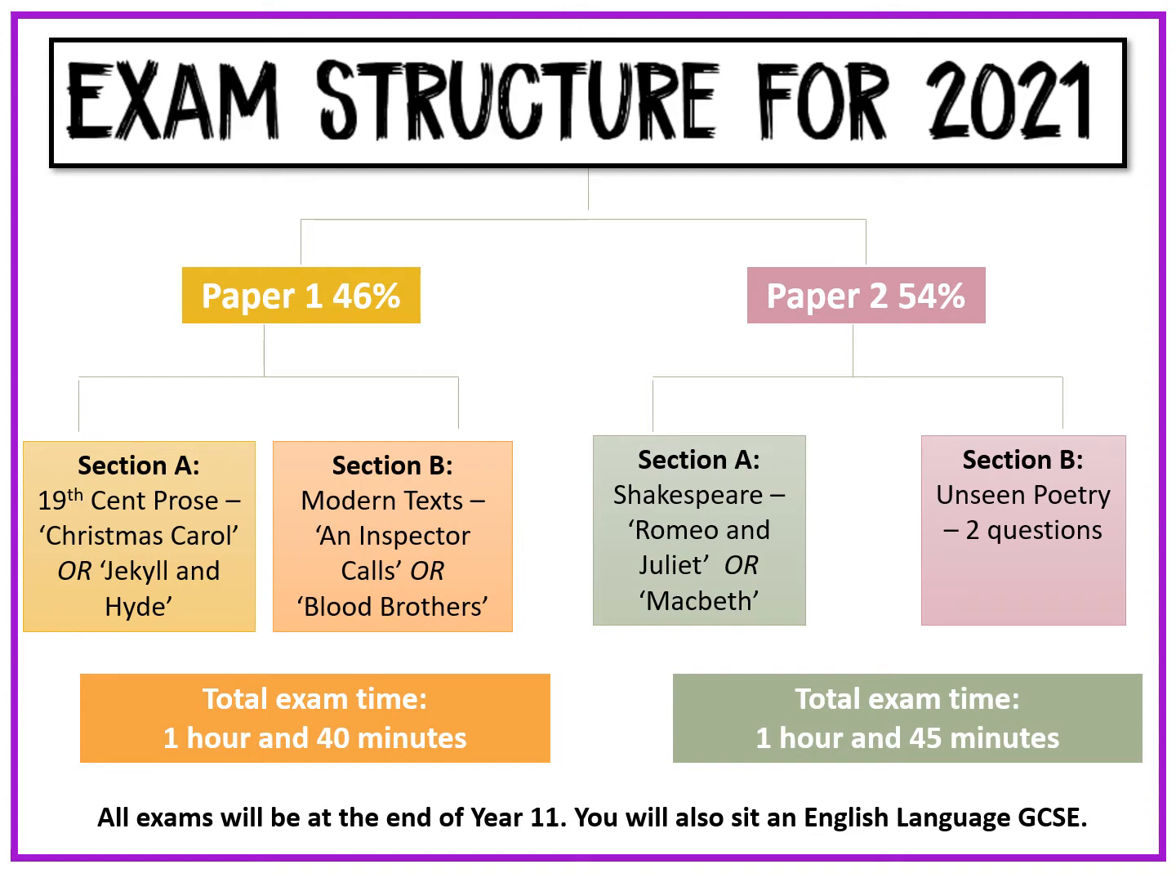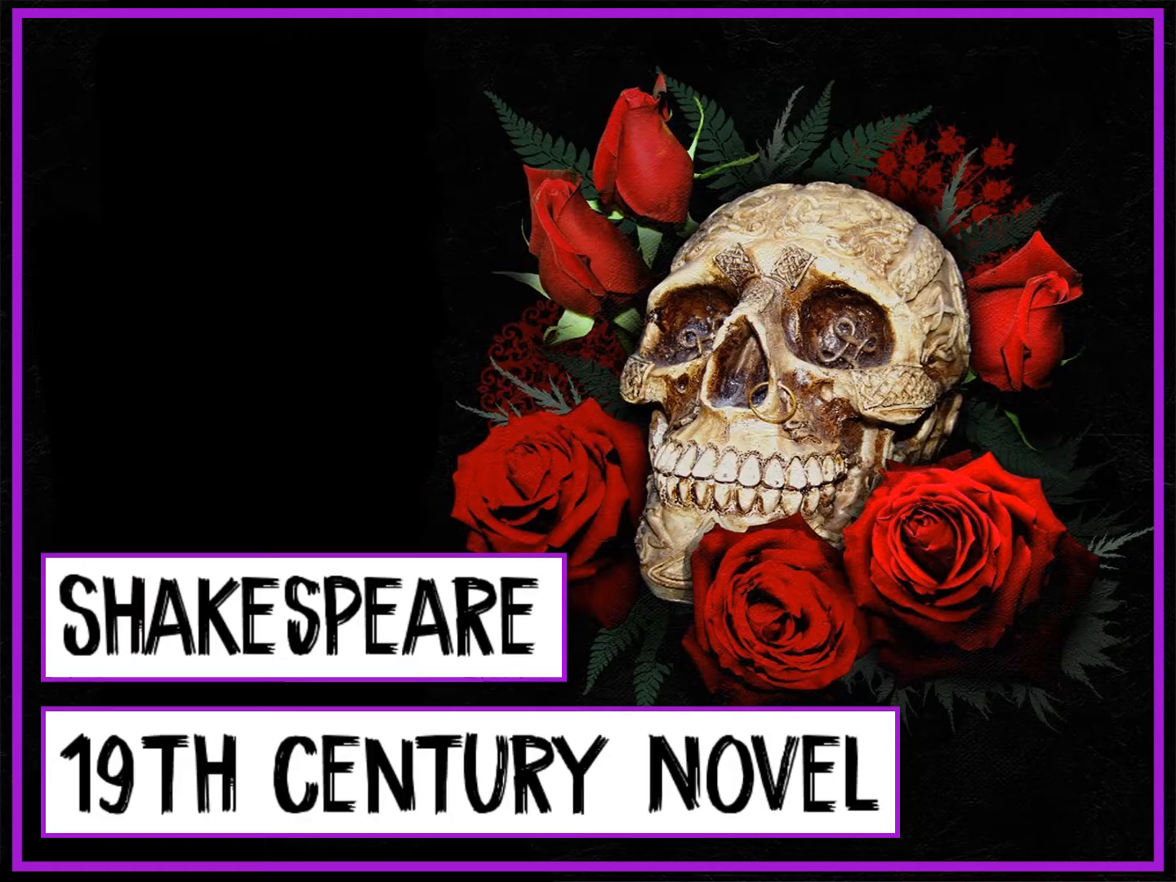On paper 2, you will now answer on your Shakespeare text. You will have either studied Romeo and Juliet or Macbeth, and again it is really important just to answer the question on the text that you have studied. And then the final section will be on unseen poetry. Here you will be given 2 poems and you will be required to answer 2 questions. So let's have a little look then at your Shakespeare text and your 19th century novel.